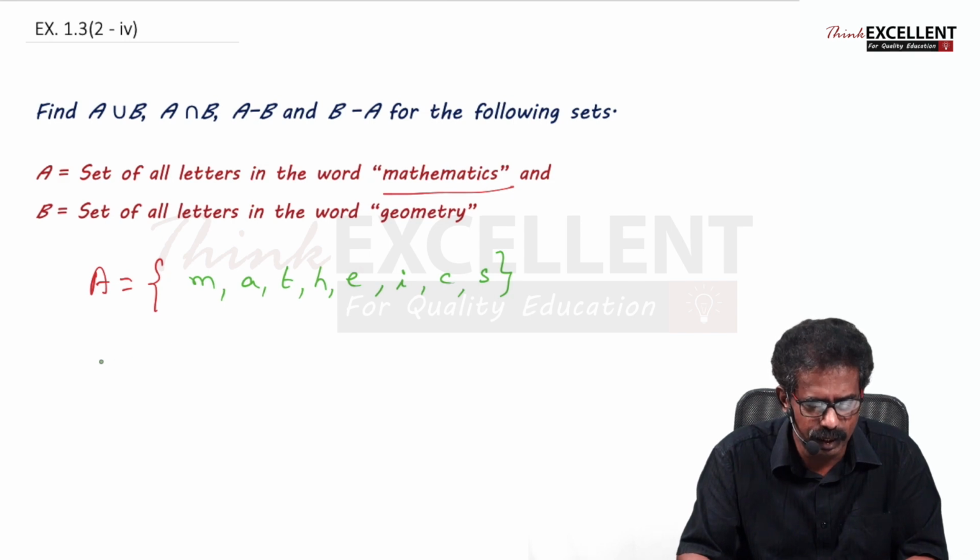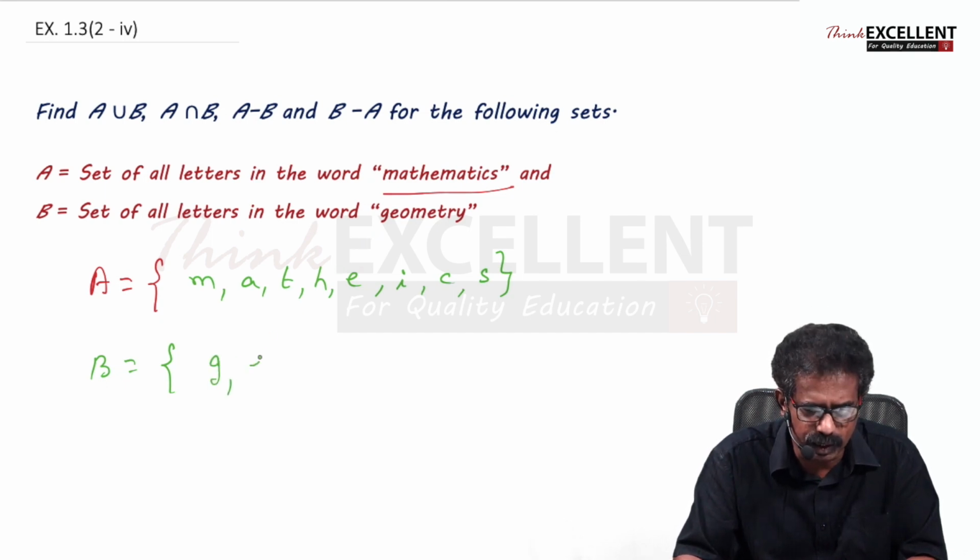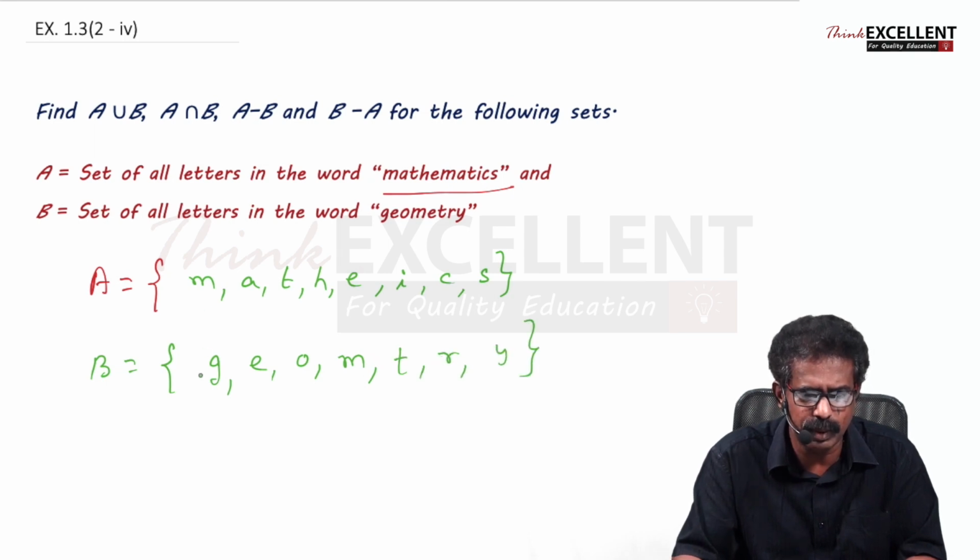This is A. B is set of all letters in the word geometry. So write that: G, E, O, M, again E already written, T, then R, Y, right? So A, B, everything got it.